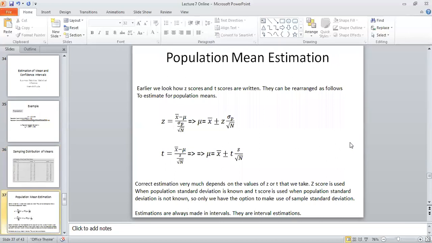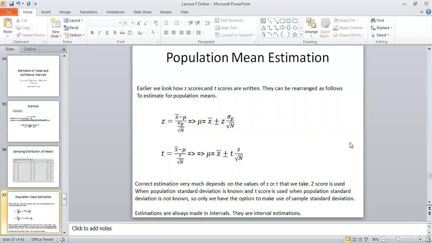Previously we have seen that z-scores and t-scores are used to determine the z and t values corresponding to the sample mean, and they are used in their particular situations. Z-scores are used when the sample size is greater than 30 and the population standard deviation is known to us, and t-scores are used when the sample size is less than 30 or the population standard deviation is not known to us. So using either of these z and t, we can derive a simple statistical equation which can be used to estimate the value of the population mean.